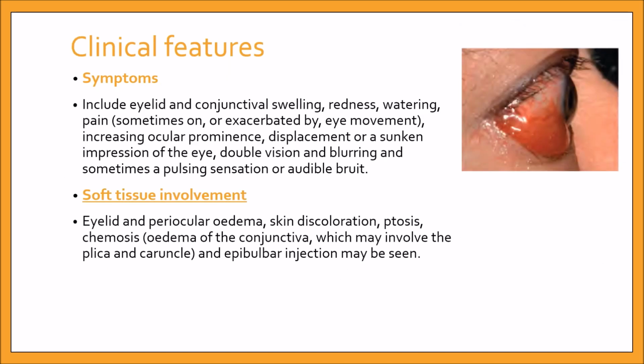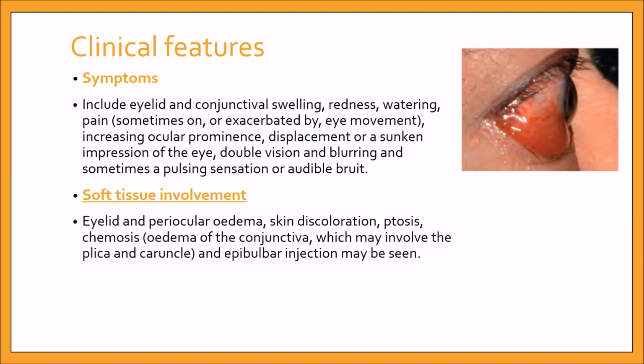Now, the clinical features in cases of pathology of the orbit include, first of all, symptoms. Patients in cases of orbital pathology present with symptoms of eyelid and conjunctival swelling, redness, watering, pain, sometimes on or exacerbated by eye movement, increasing ocular prominence, displacement or a sunken impression of the eye, double vision and blurring, and sometimes a pulsing sensation or audible bruit.